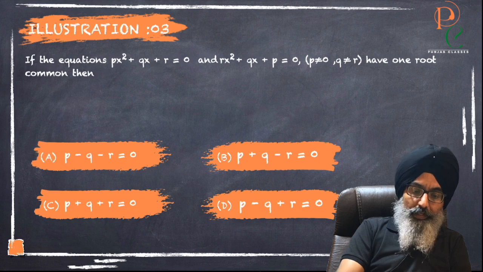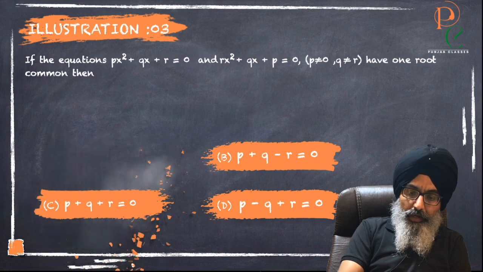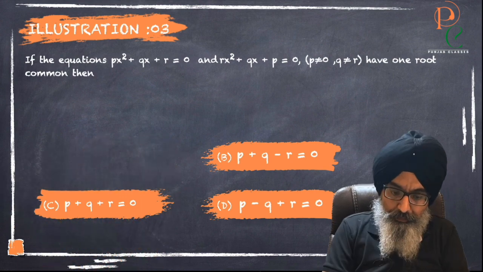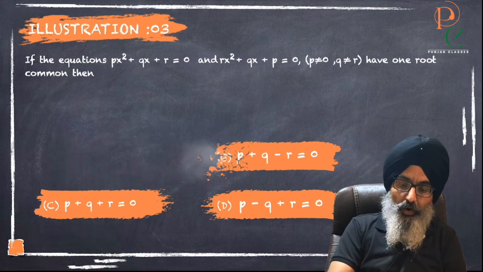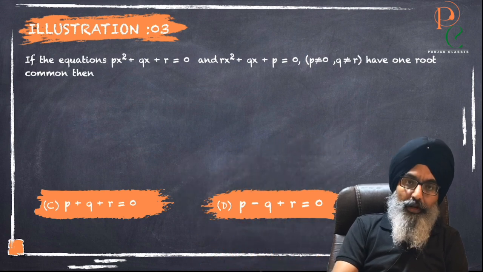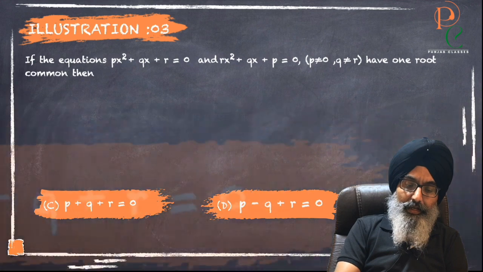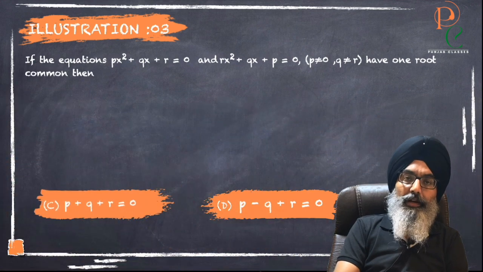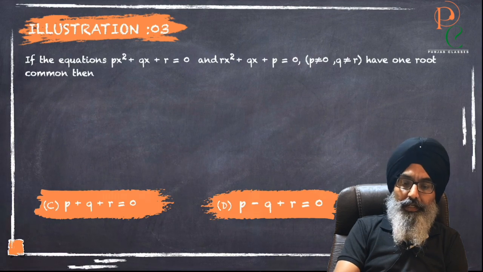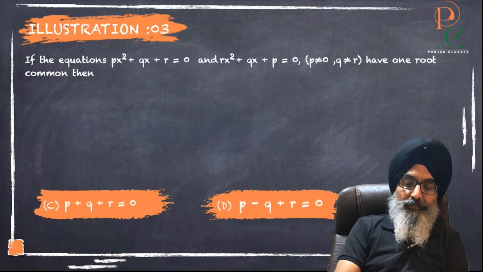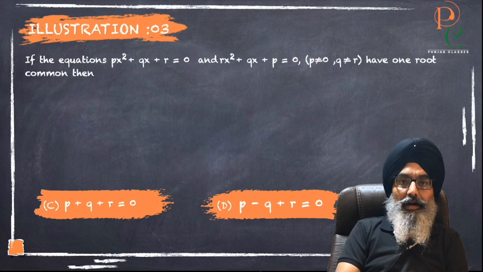So the first option is P minus Q minus R equals to 0, which is not correct, and the second is P plus Q minus R equals to 0, which is also wrong. Third option, we had obtained one result as P plus Q plus R equals to 0, which is absolutely correct, and the fourth option also, we had obtained the second result as P minus Q plus R equals to 0, which is also correct. So both the options C and D are correct. So C and D are correct answers.